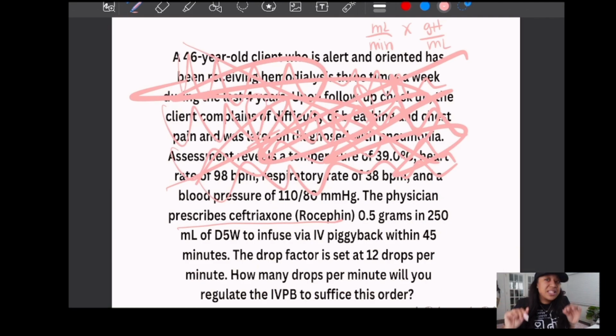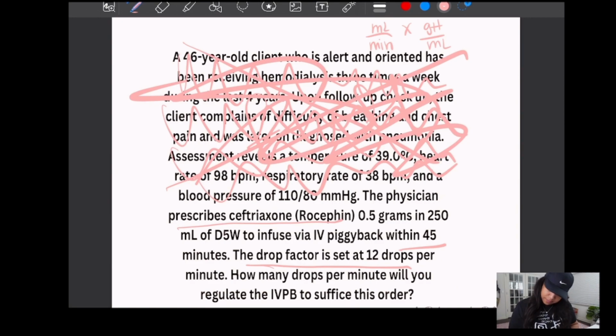It's a piggyback. Don't be scared of IVs and IV pumps. I promise you, you're going to get it. All right. So 45 minutes, boom, we need that. Then what else do we need? We need what the package tells us, how many drops per milliliter. So that's your drop factor. You got that too. So now all we have to do is plug in our formula values.